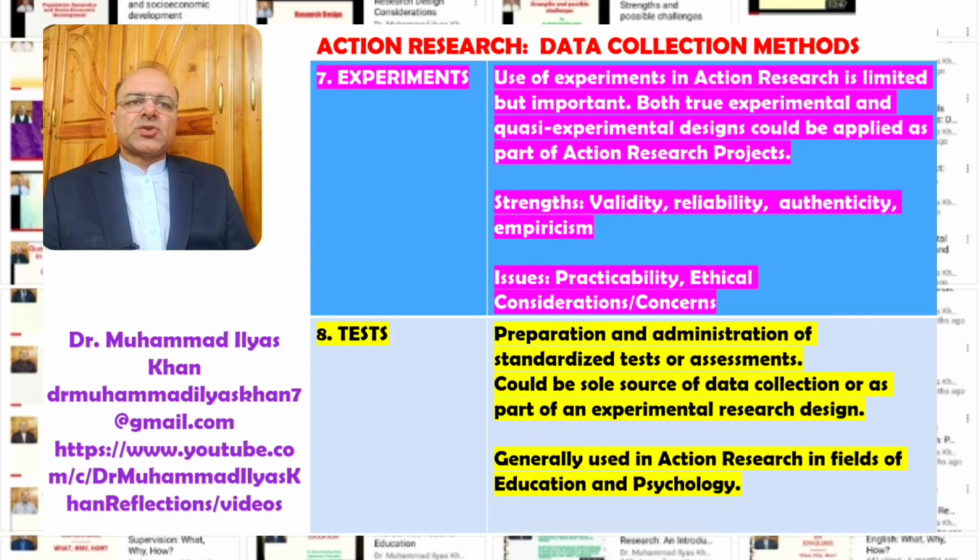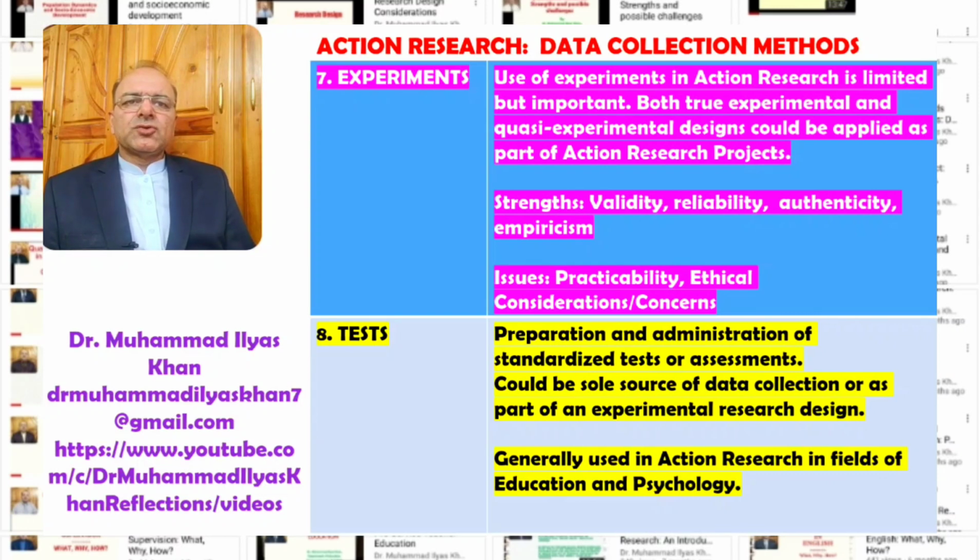Experiments could be through experimental designs, or quasi-experimental designs could be applied in action research. Generally, the use of experiment in action research helps in the better validity of the research process, the data collection process, the reliability of it, and the authenticity, and most importantly, the empiricism of the process.